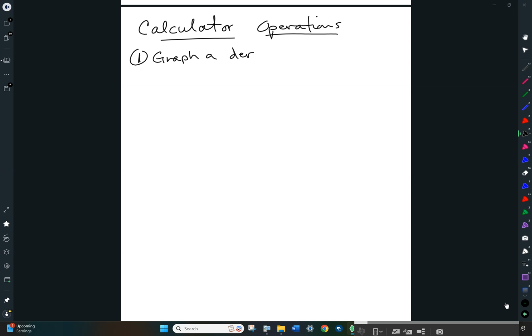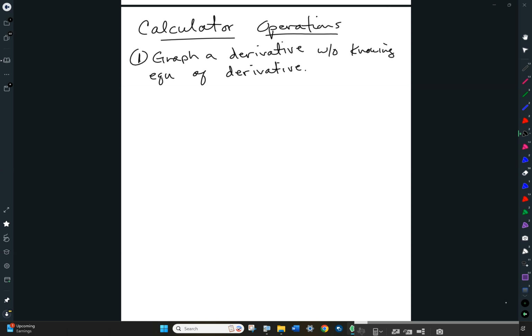But the significance to this is you can graph the derivative of a function even though you don't actually know the equation of that derivative. So I'm going to say graph a derivative without knowing the equation of the derivative. Because otherwise, you're just graphing a function, just like you graph any other function. But you can graph the derivative of a function without knowing the equation of that derivative.